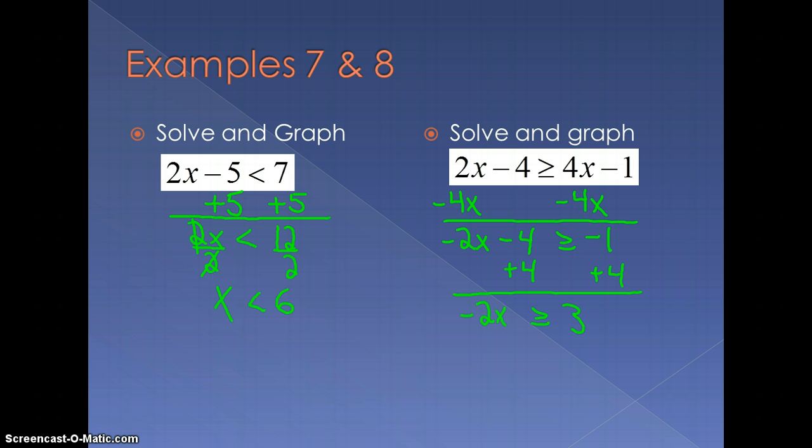Again, x isn't by itself yet. I have to divide both sides by -2. I get x divided by a negative. I have to switch. Less than or equal to -3/2 is my final answer for that problem.